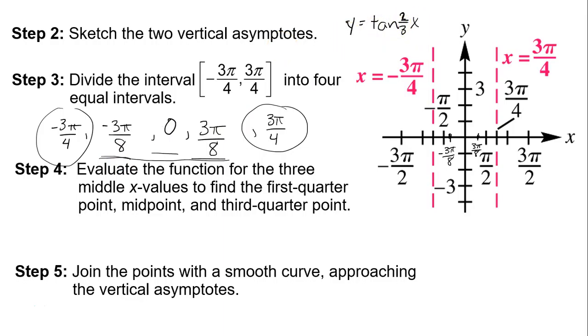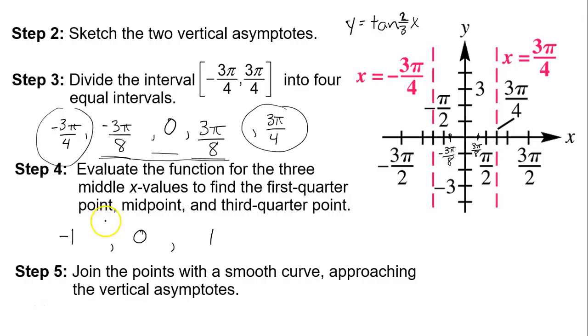And let's see, what we're going to get is, for the first one, we're going to get y equals -1. And for 0, tangent of 0 is 0. And then plugging the 3 pi over 8 into your tangent function here will get you 1.